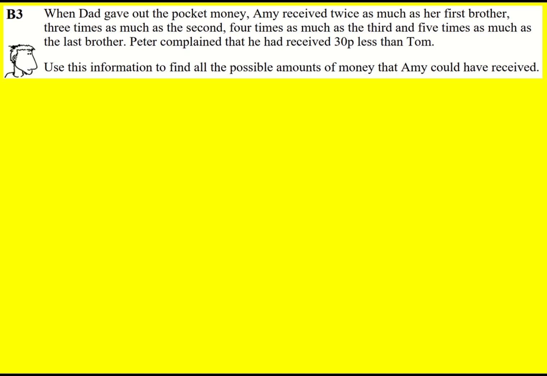Amy received twice as much as her first brother, then 3 times, 4 times, 5 times as much as some other brothers. So let's work out the lowest common multiple of 2, 3, 4, and 5, because then we can see what Amy's amount must be a multiple of in total.